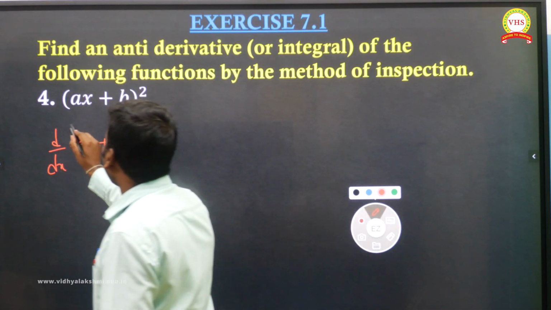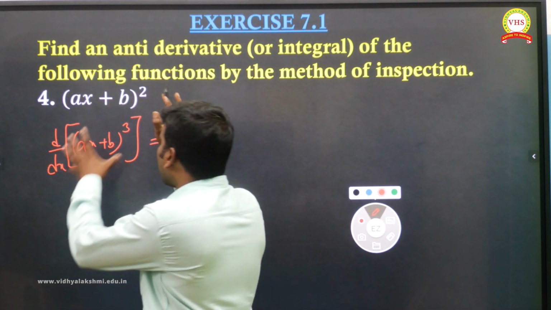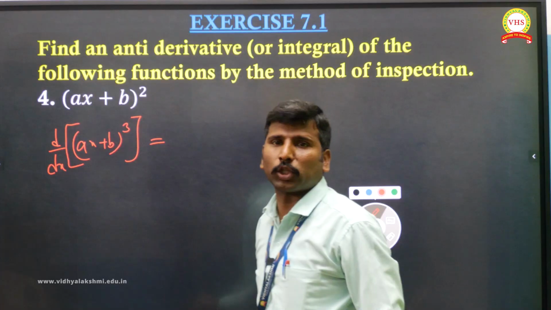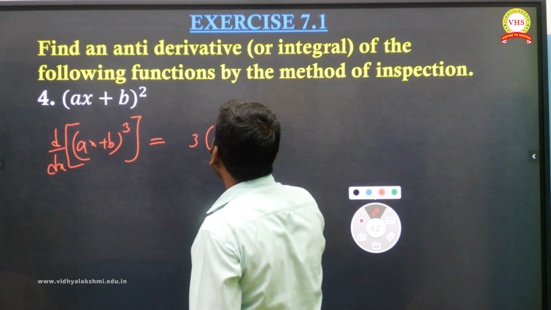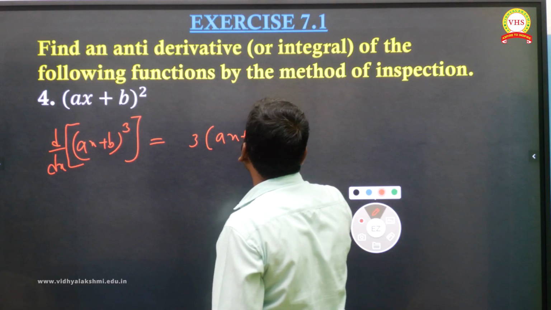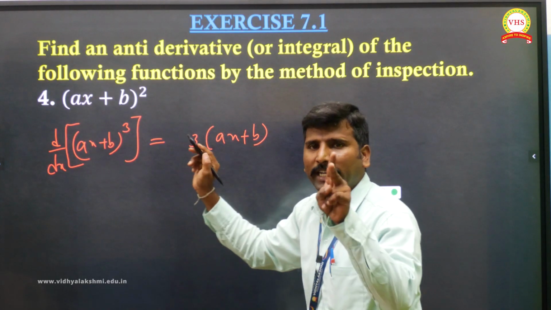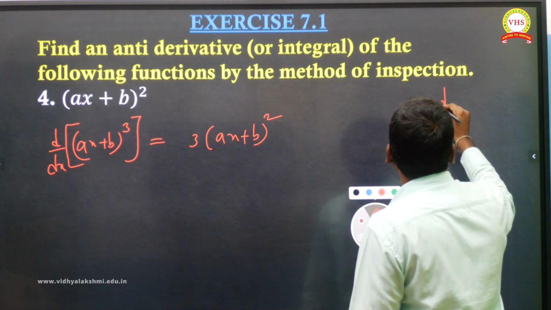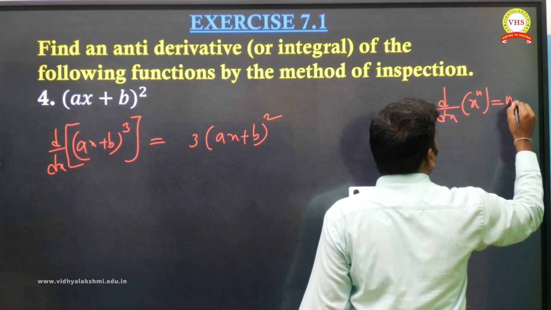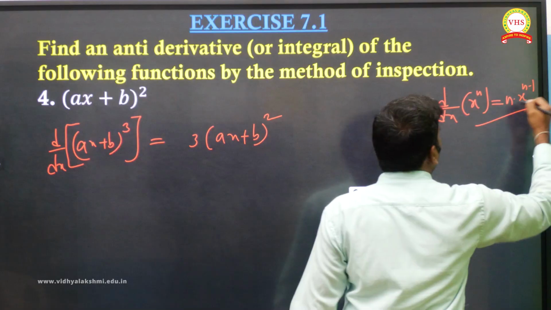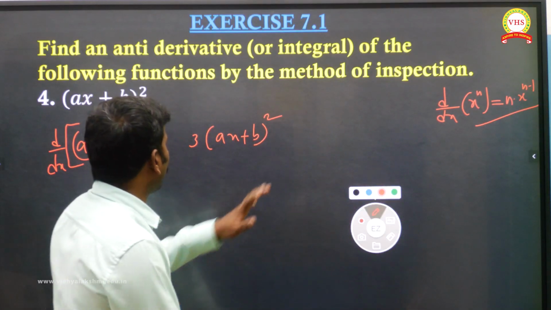Derivative of a power 3. When you differentiate power 3, then only you will get power 2. Now when you differentiate, 3 will be coming down, and power 1 will be reduced, which means 3 minus 1 is 2. What formula am I using? Derivative of x power n is equal to n into x power n minus 1. This formula I'm using when I differentiate.